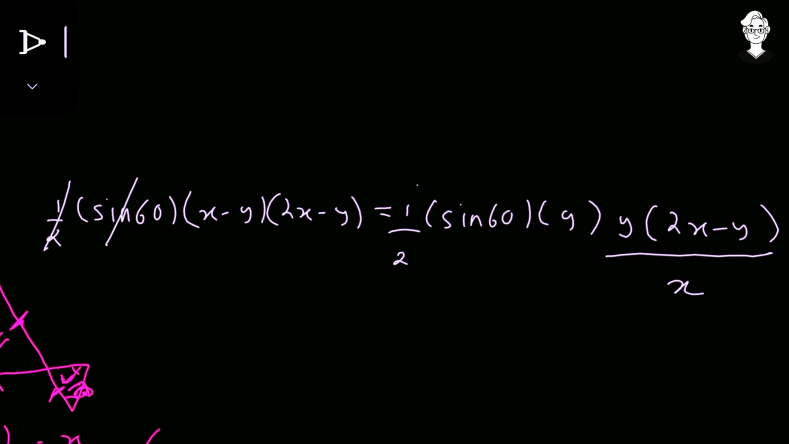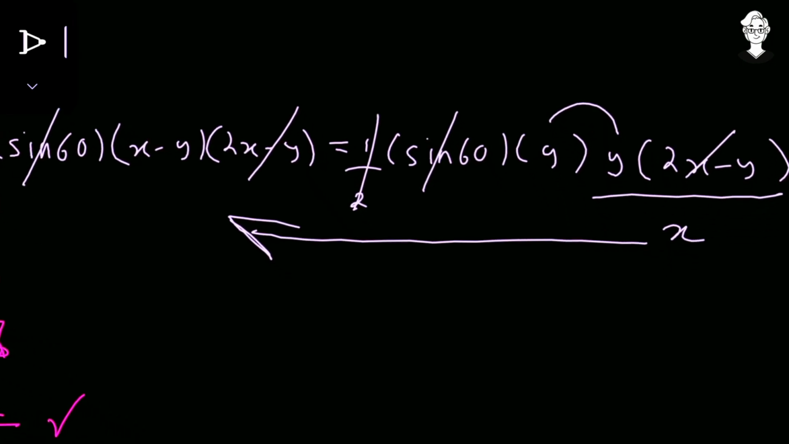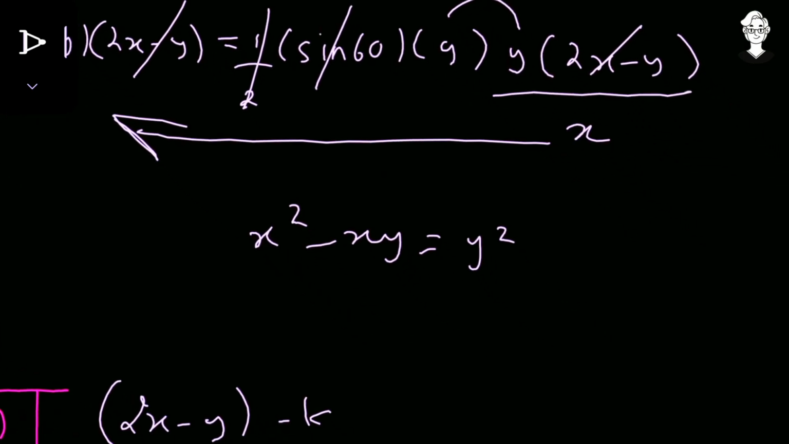Half sine 60 got cancelled out. 2 times x minus y, 2 times x minus y got cancelled out. x can be multiplied over here, and y into y gives me y square. So if x is multiplied, it's giving me x square minus xy is equals to y square. So from here I have x square minus xy minus y square is equals to 0.